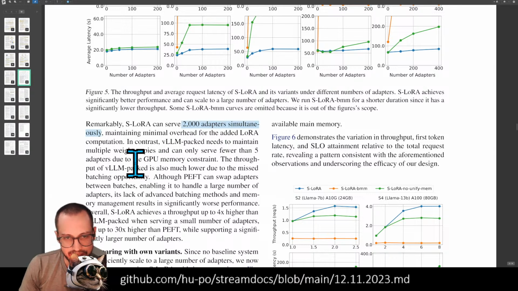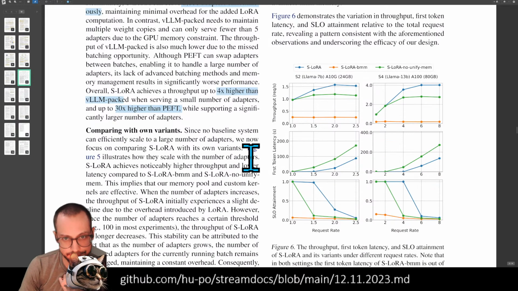vLLM packed needs to maintain multiple weight copies and can only serve fewer than 5. The throughput of vLLM packed is also much lower due to the missed batching opportunity. Although PEFT can swap adapters, enabling it to handle a large number of adapters, it lacks advanced batching methods. S-LoRA achieves 4x higher throughput than vLLM packed, and 30x higher than PEFT. So those are impressive numbers for sure.